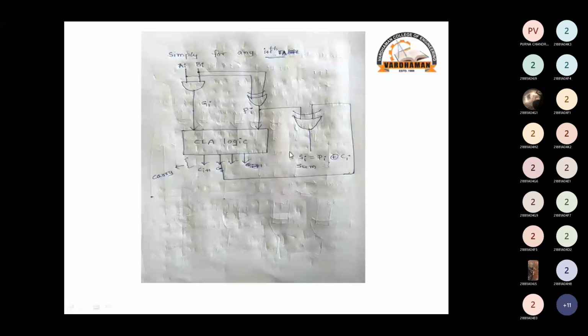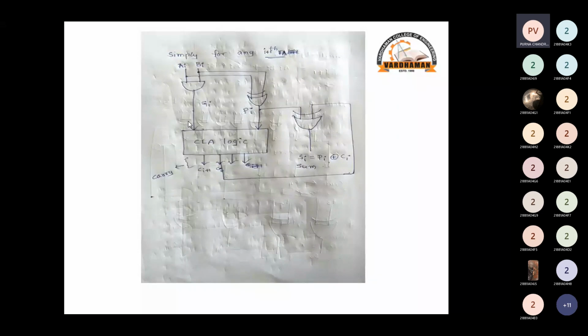What is the problem here? Carry propagation delay. Even though the input bits are ready, it cannot perform the addition operation. Why? Because it has to wait for the carry from the previous adder. To get rid of that problem, we use carry look ahead logic. In carry look ahead logic, we determine all carries of all the adders well before the addition operation.